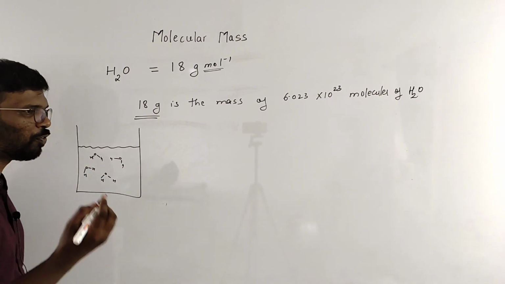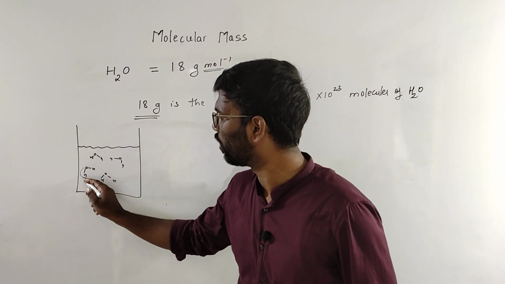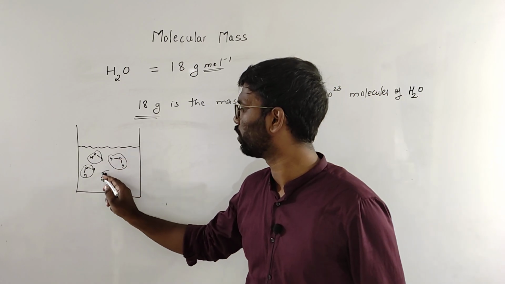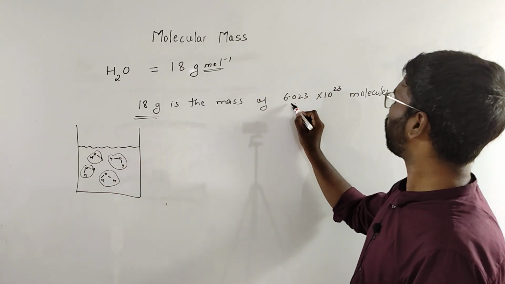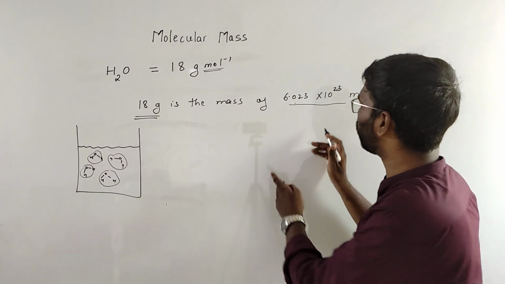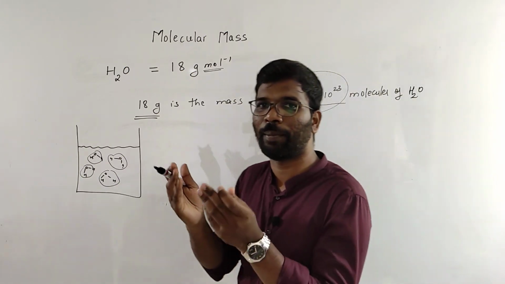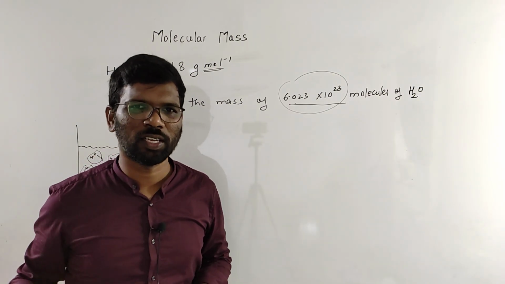You understand the difference between a molecule and an atom. A molecule is the combination of atoms. This is one molecule, this is another molecule, this is another molecule. So how many such molecules? 6.023 into 10 raised to power 23 molecules. When these many molecules of water come together, that time it will weigh 18 grams, right? So it is true for all other molecules also.